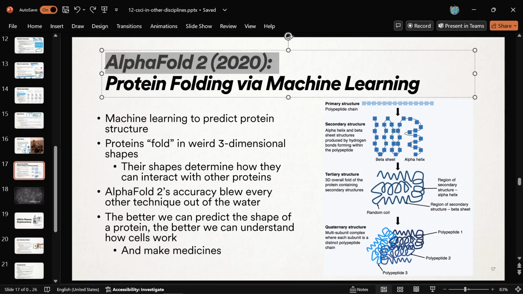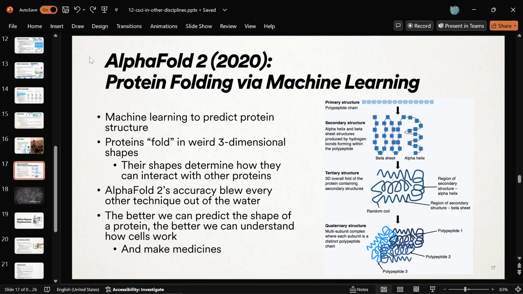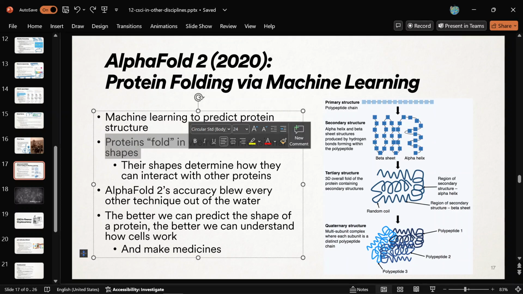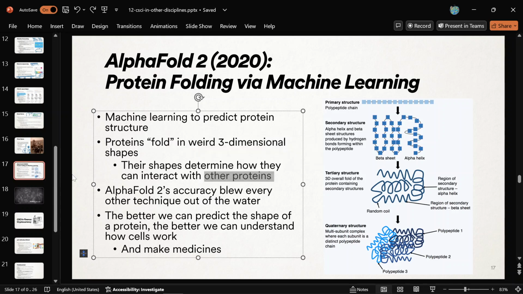So AlphaFold 2 came out in 2020. It's a machine learning model, I think, by researchers at Google, and it can predict the structure of proteins, right? They're going to fold in their weird shapes, and that's how they interact with other things, as well as all the viruses, which are some weird proteins. We want to deal with those. Some cancers even, right? So making weird proteins.